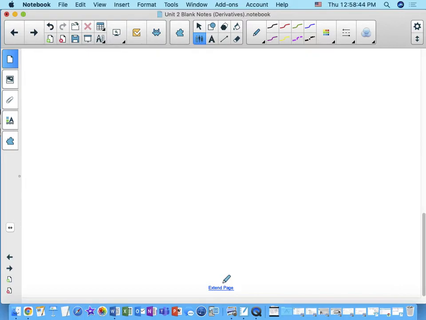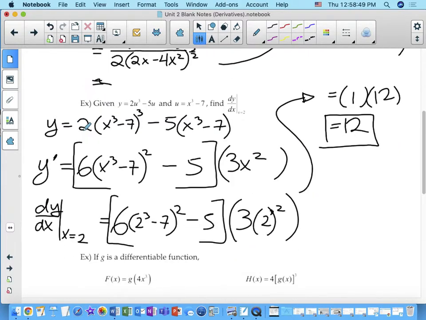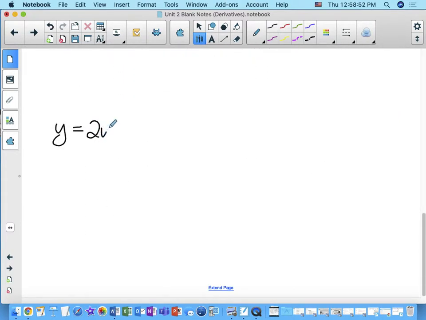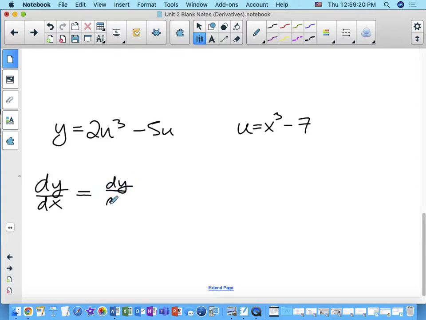So what was this? It was y equals, what was it? I can't remember. 2u cubed minus 5u, and u equals x cubed minus 7. And we want to find basically dy by dx. Okay, so one way that you can do this, if you're struggling a little bit with that seeming kind of complicated, is to remember that dy by dx equals dy by du times du by dx.